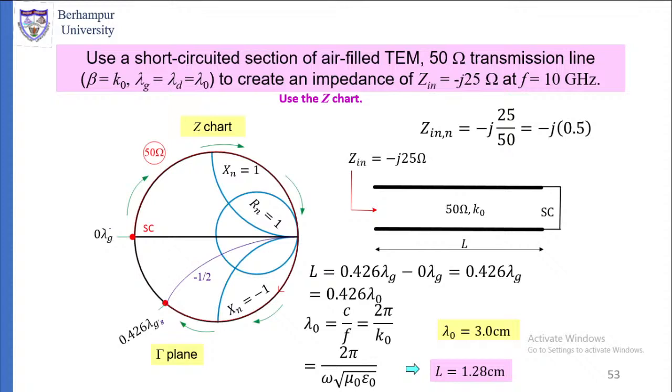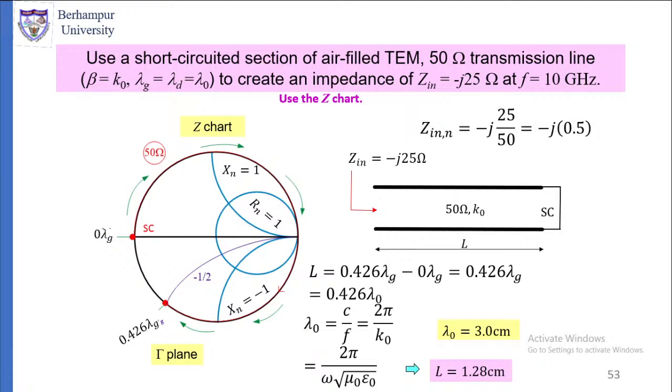So Zin is given, then you normalize it. So Zin N, which is the normalized Zin, is equal to minus J 25 by 50, that is minus J 0.5. So we have found out what is Zin normalized. Then we have to find out what is L. And length we can easily find out by using this formula.